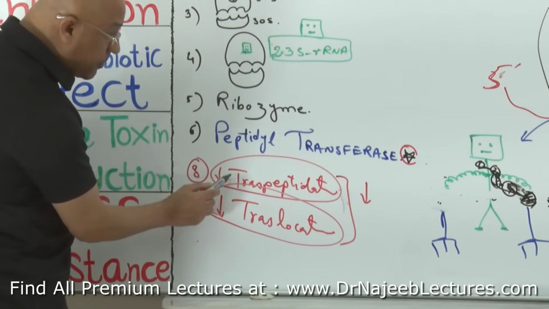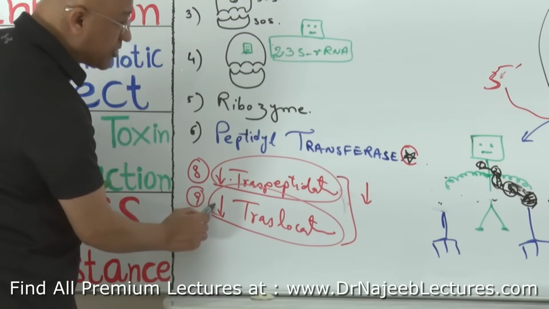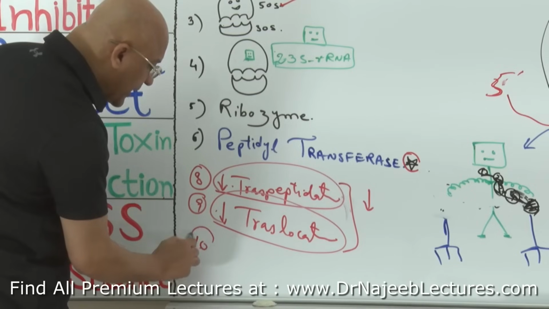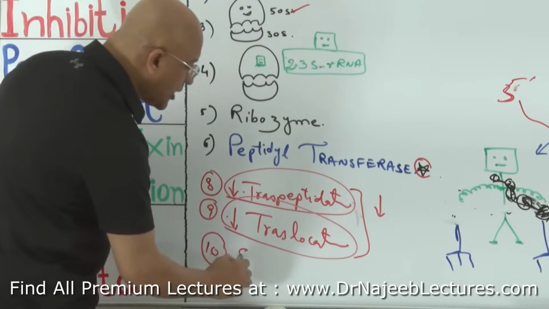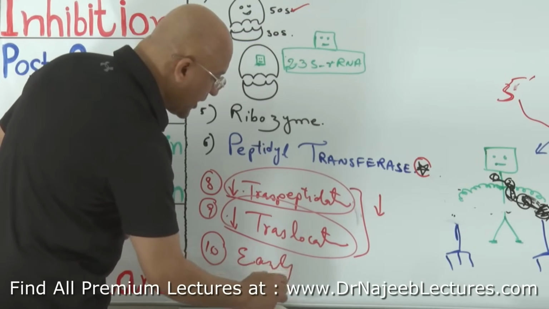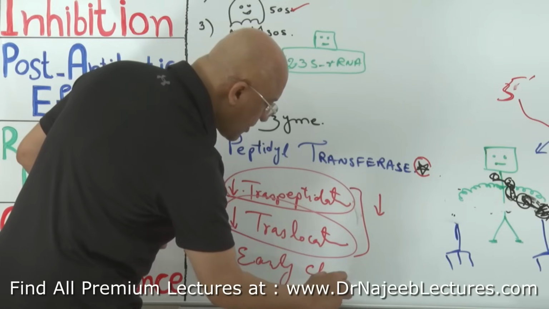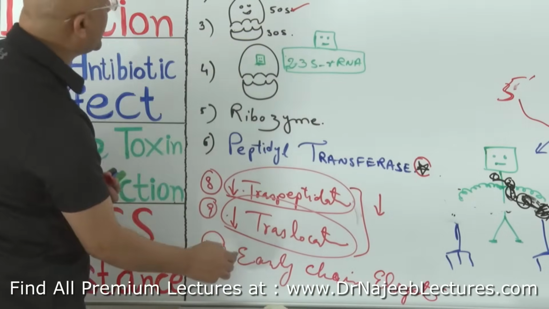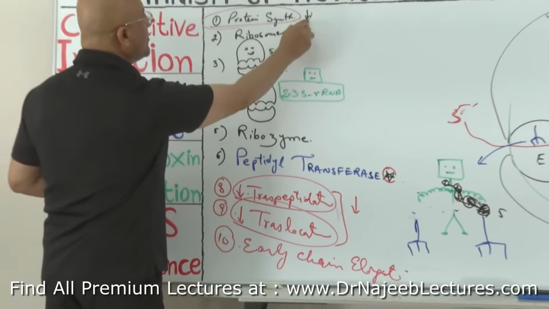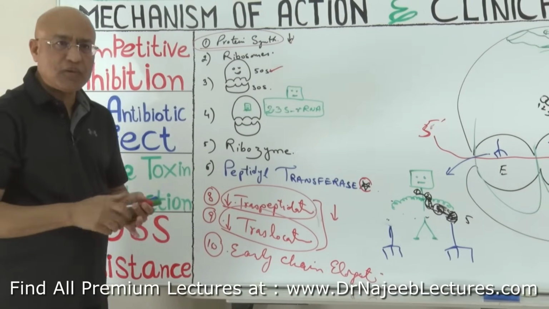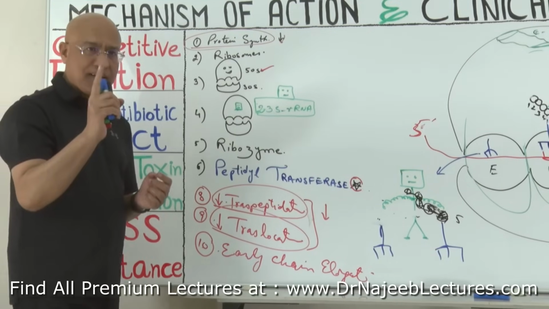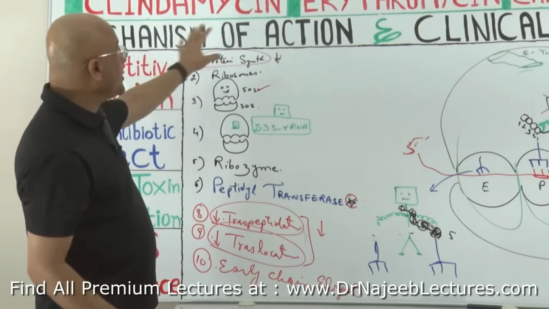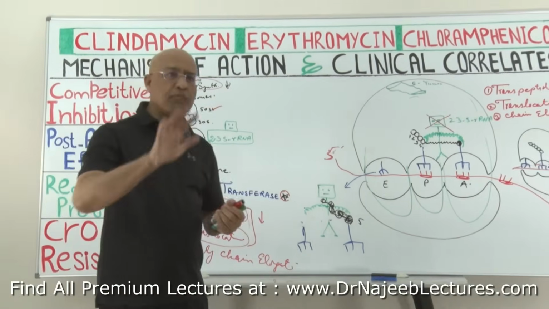If transpeptidation is reduced, automatically translocation will not be done. If translocation fails, that will lead to point number 10: early chain elongation fails. And if early chain elongation fails, then protein synthesis will be inhibited. So 10 points are common in their action. All these three groups of drugs, clindamycin, macrolides and chloramphenicol, have 10 points common.